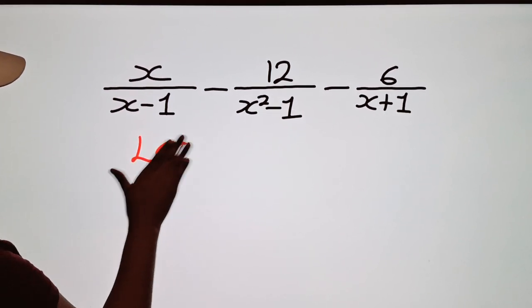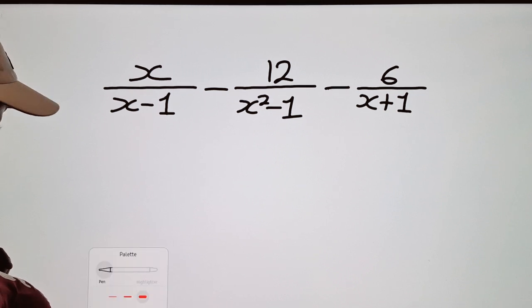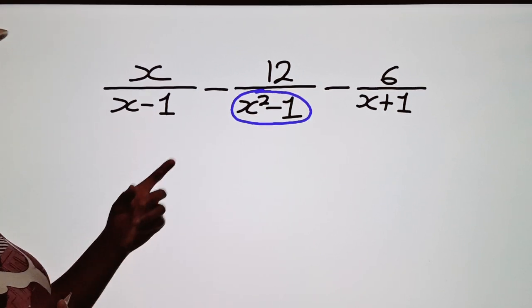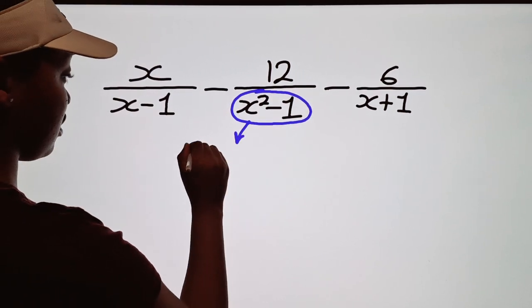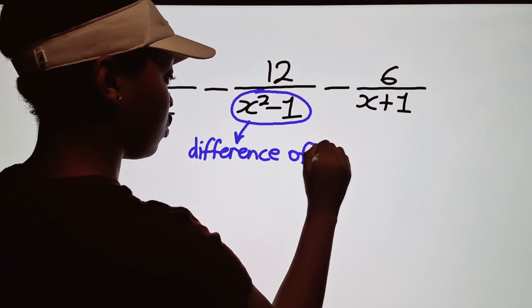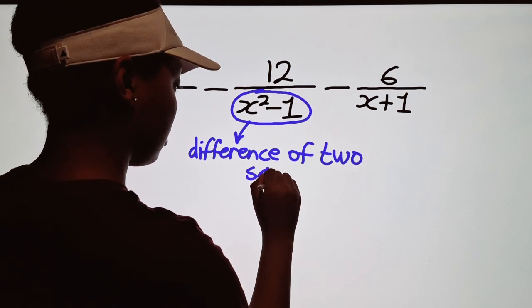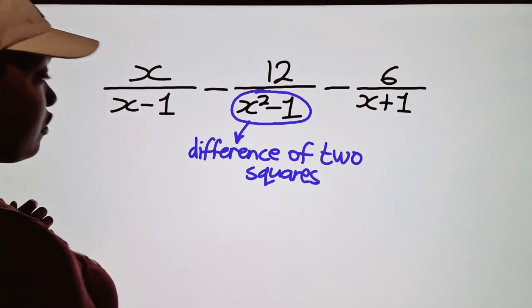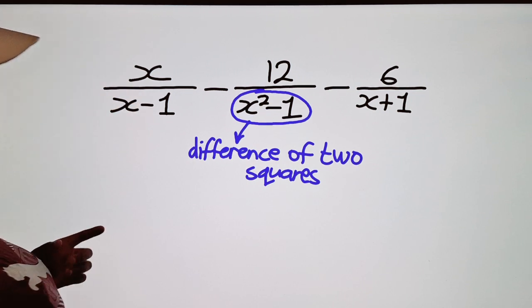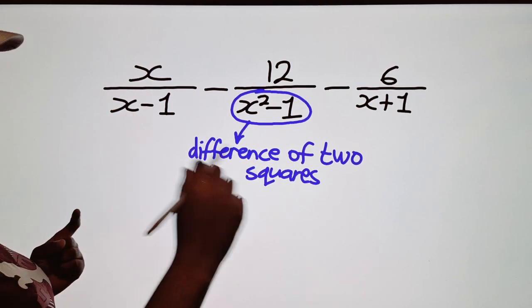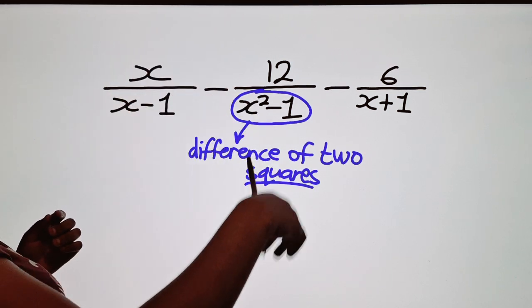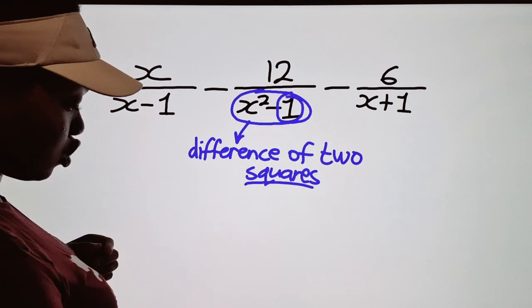Okay, before we go to the LCD, I just noticed something here. If you look at what we have here, it's x squared minus 1. This is what we call the difference of two squares. How are you able to spot the difference of two squares? X squared, this one is obviously a square because it has an exponent of 2. So number one, you can spot a square with an exponent of 2. Or if it doesn't have an exponent of 2, like 1, how do you know that 1 is a square?